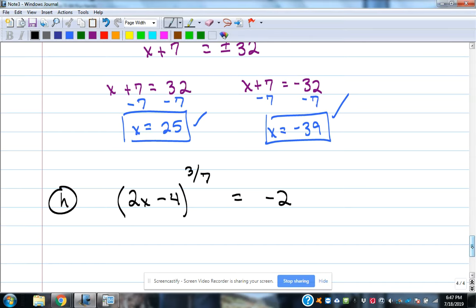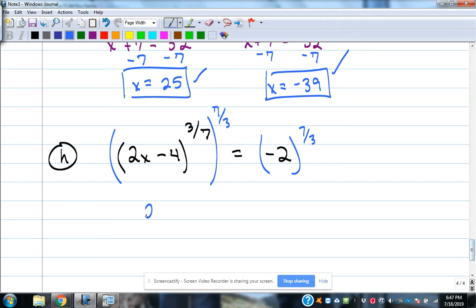but the rational exponent part's by itself. And that's, again, key to starting any of these problems. Make sure that's happening. And it is on this one. A lot of these are already set up and ready for you in this particular section. So how do we get rid of the 3/7 power? We use the reciprocal power, which is 7/3. Okay. That's going to give us 2x minus 4 is equal to negative 2 to the 7/3 power.